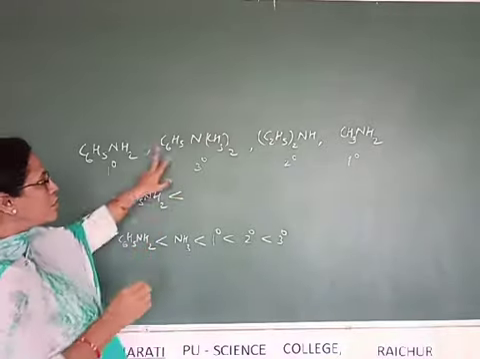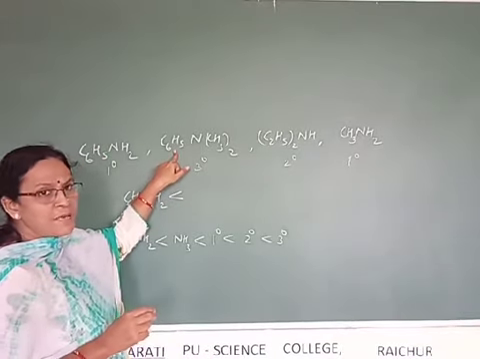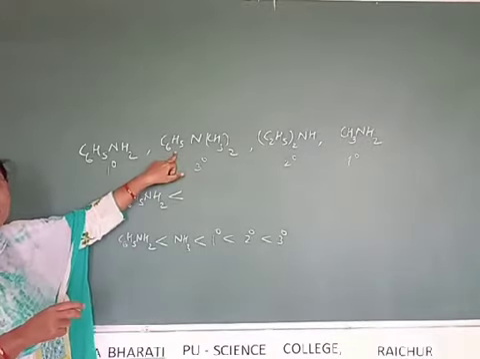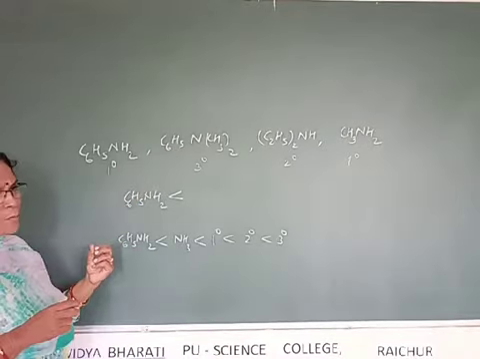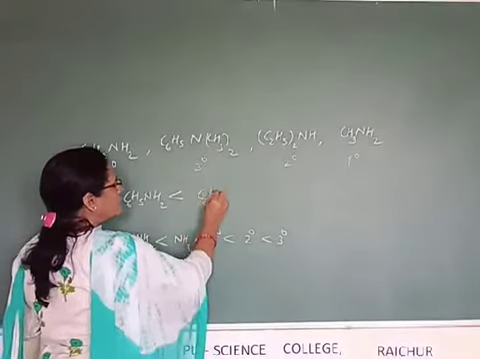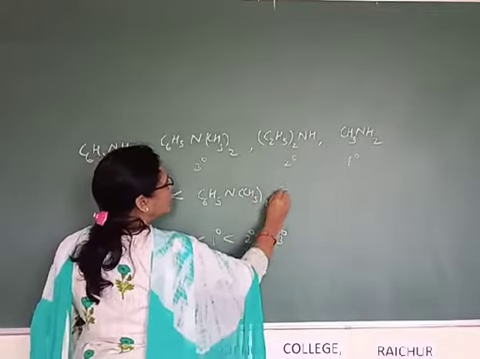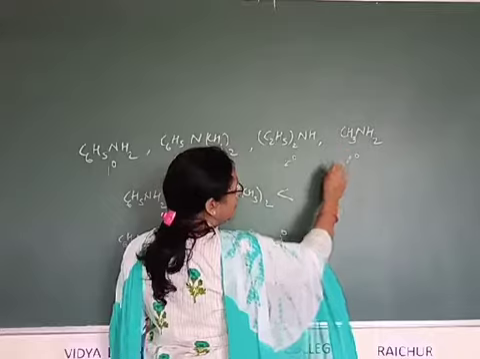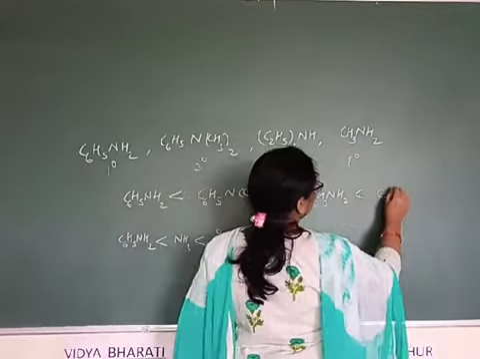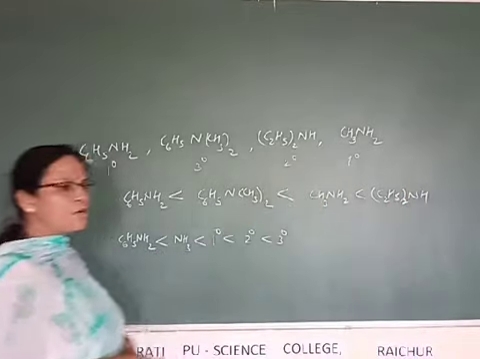Now, this is tertiary, but here one phenyl group is attached. C6H5 means benzene ring. When the benzene ring is attached, it is an electron withdrawing group, and therefore the basic strength decreases. So next will come this only, the substituted aniline. Now out of secondary and primary, primary has a lesser basic strength, and then is secondary. So this is the increasing order of basic strength.